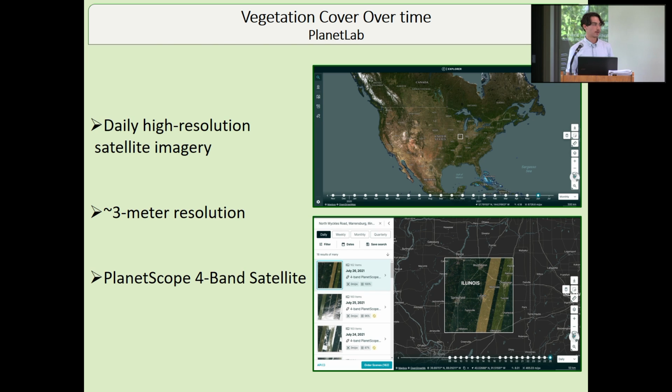So the first part of my study was to look at vegetation cover over time, and this was done using a program called Planet Lab. The first image there is just what Planet Lab looks like, and what Planet Lab allowed us to do was to download daily images at a high resolution. The resolution being 3 meters, and in order to get this high resolution, we used their PlanetScope 4-band satellite. The 4 bands were important because we needed 2 of those bands to actually conduct a study on the vegetation.